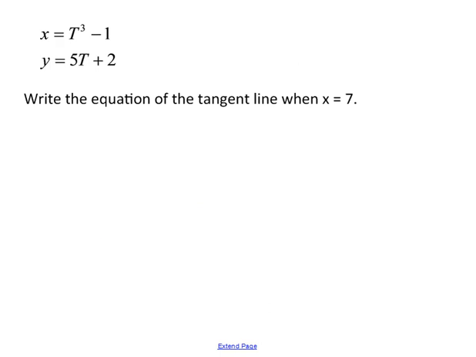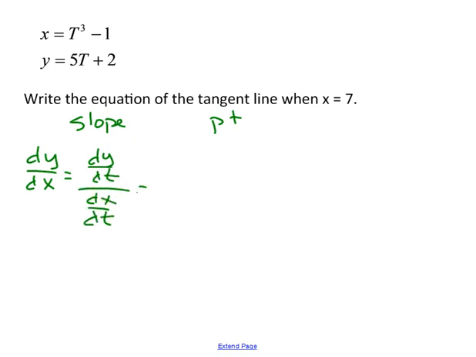Let's try another one. Write the equation of the tangent line when x equals 7. So again, I need my slope and my point. My slope is dy/dx, which is dy/dt over dx/dt. Well, my dy/dt is 5. The derivative of the y equation is just 5. The derivative of the x equation is 3t squared minus 0.